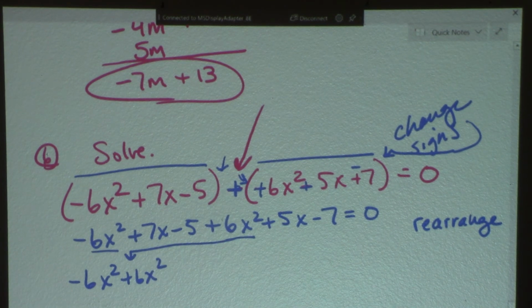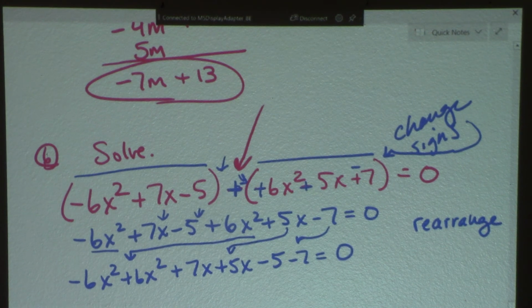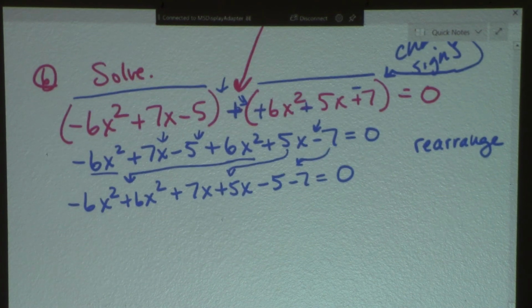Okay, what's next? I have 7x, so I'm going to write 7x, and then I'm going to rewrite 5x here next to it because I'm going to combine those soon. And then I have minus 5, which is right here. I'm going to rewrite that down here, and then I'm going to put minus 7. Be careful, don't drop the negative there. Okay, whatever the sign is in front, you want to keep that.